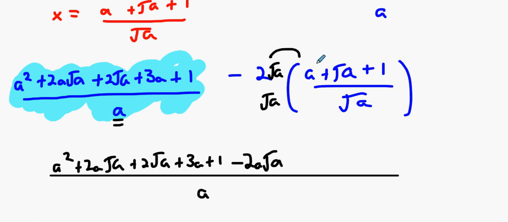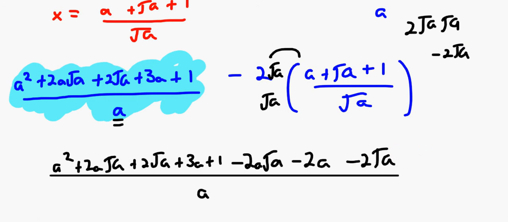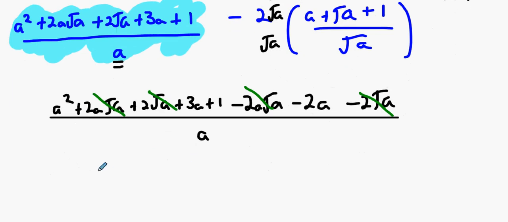Minus 2. What's 2 root A multiplied by root A? Minus 2A. And minus 2 root A times 1. Minus 2 root A. Now what cancels? That one there. That one there. And what am I left with? A squared plus 1A plus 1, all over A.